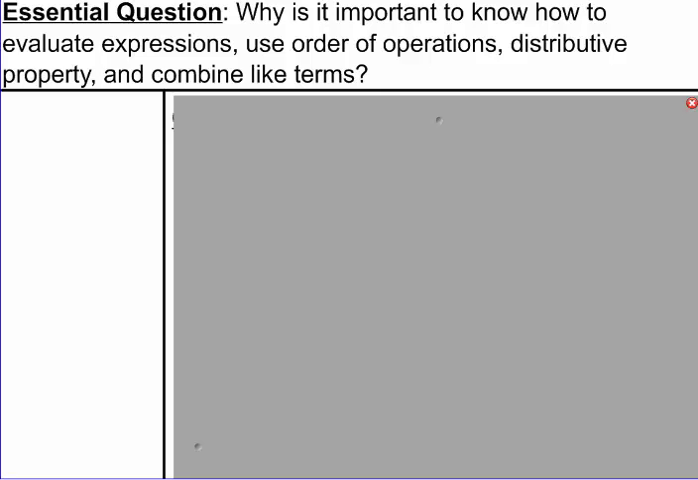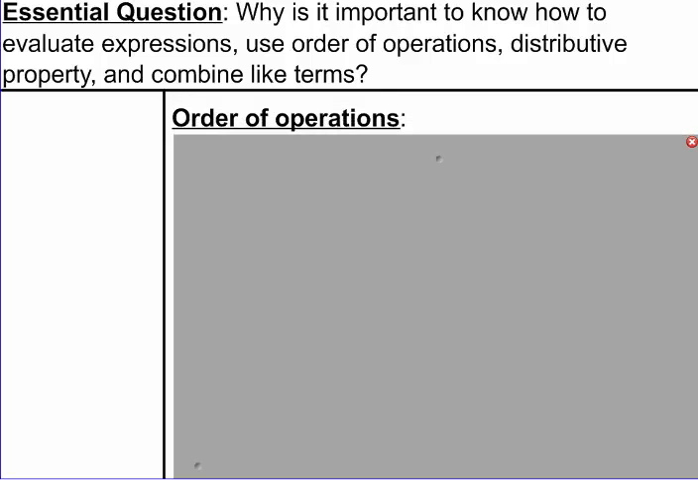So our essential question: why is it important to know how to evaluate expressions, use order of operations, distributive property, and combine like terms? Hopefully you'll be able to answer that when we're done with this lesson. First, we are going to start with order of operations.